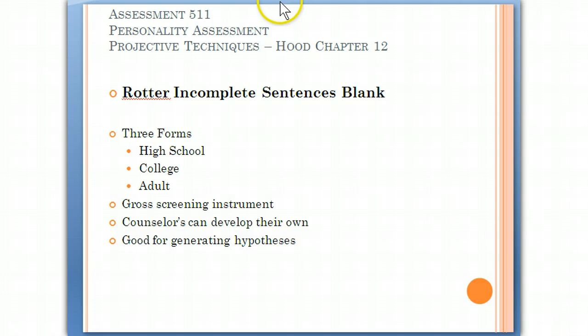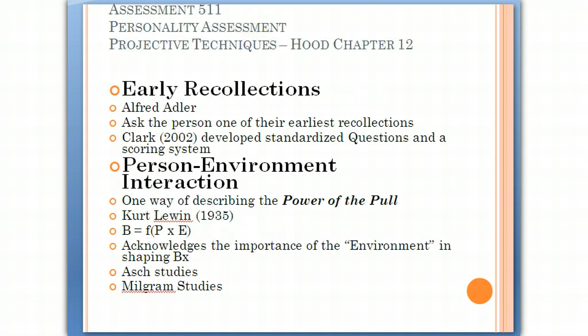Other projective measures: the TAT, which we're going to be having this next week, hopefully. The House-Tree-Person, which is a very popular technique. My wife loves this particular one, where a person draws a house, a tree, and a person, usually on three separate pieces of paper, although some people use the integrated model, which I tend to do, where I'll ask for all of them on one page.